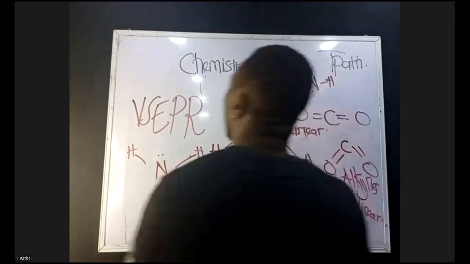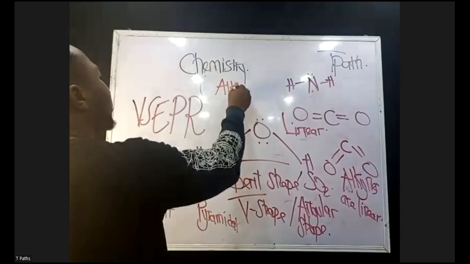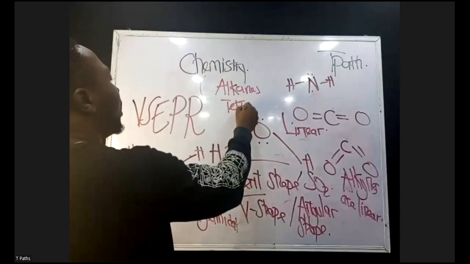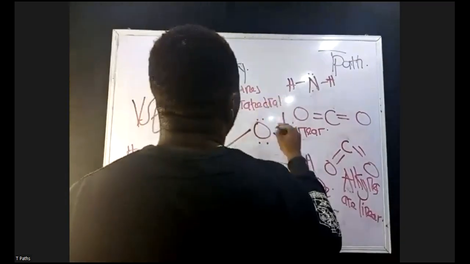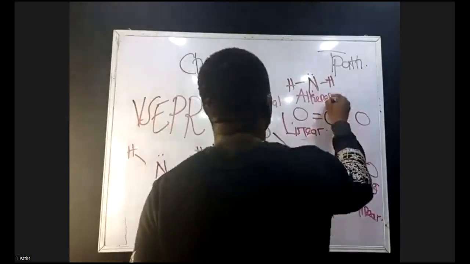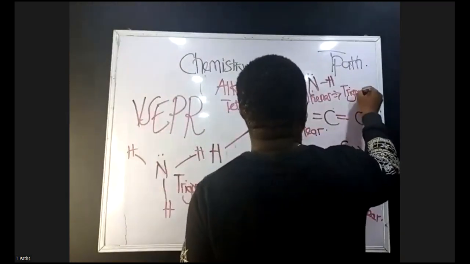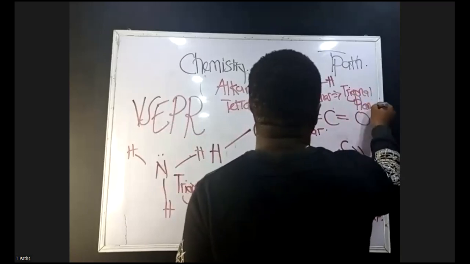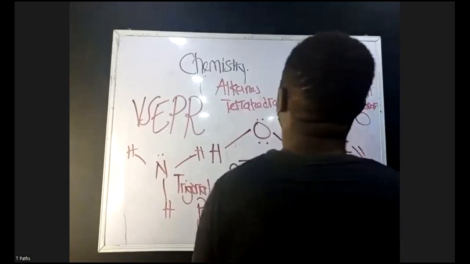Very, very popular things. All alkanes are tetrahedral. All alkenes are trigonal planar. So we are treating the shapes of all these molecules. They are popular ones.